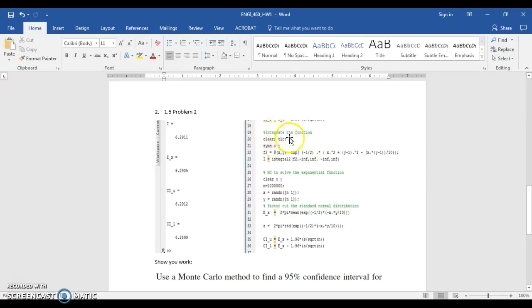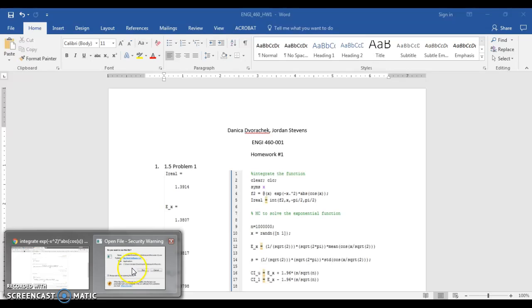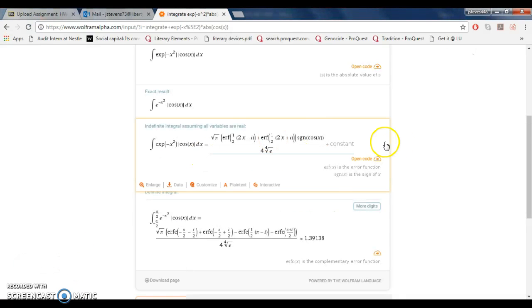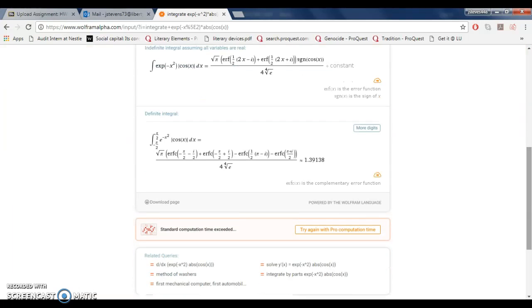Now I used these integrate functions to make sure that it was the right answer. This one was pretty easy, just doing it in MATLAB. This one was relatively hard because the integral function doesn't like absolute values. So what I did is I went to Wolfram Alpha and put the integrate function in here just to check my answer, and we see that it is very close.